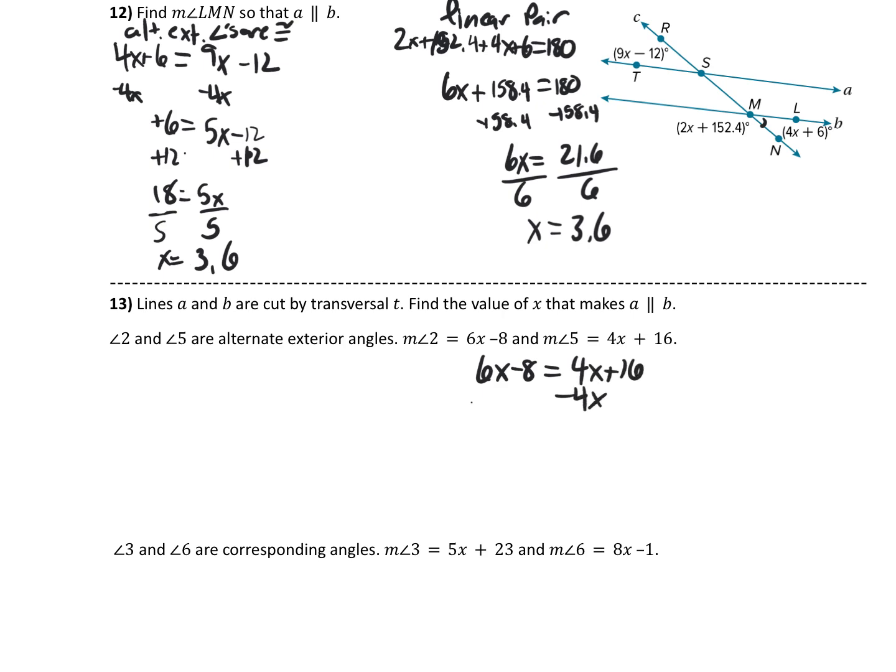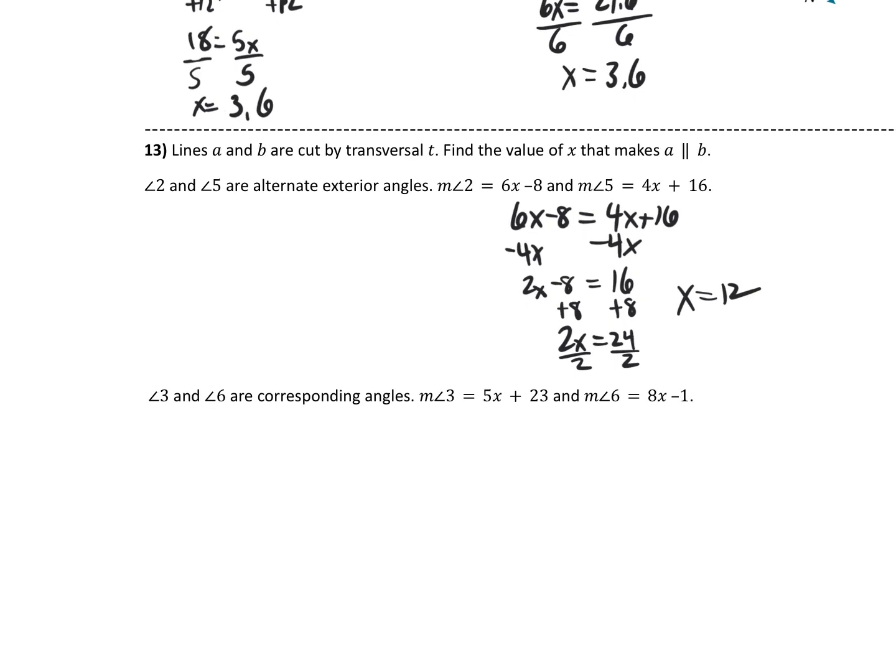Subtract 4x from both sides. Get 2x minus 8 equals 16. Add 8. 2x equals 24. And divide both sides by 2. We get that x is 12.